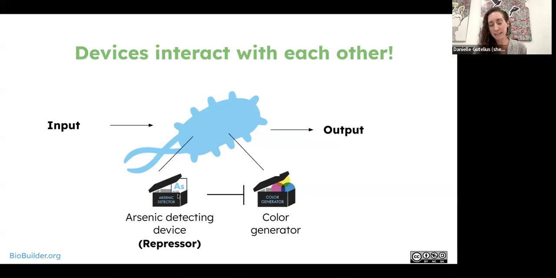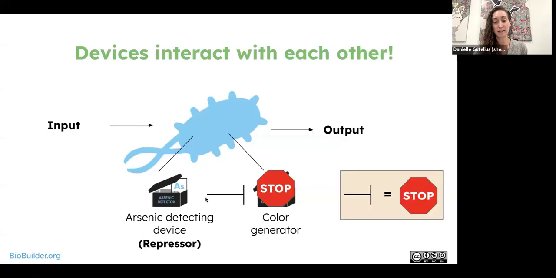So our sensing device here is going to act as a repressor. And I've drawn this symbol here, okay? That symbol represents stop or inhibited. It basically means that whatever is downstream of it has been inhibited or repressed or stopped, okay?